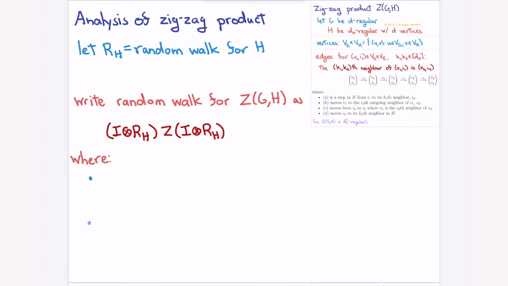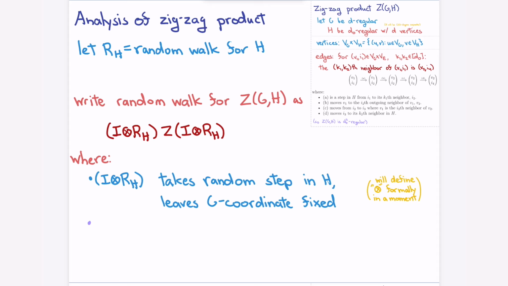Okay, let me explain. I'm going to write it something like this. The first and last terms are supposed to be the random step in H. I will explain formally what the tensor really means, but I is sort of like stay put in G. You apply the identity matrix to G. And R_H is saying take a step in H. So that's what it's ultimately going to read out to be. It's going to coincide with something called a tensor product of matrices, but it's otherwise going to be exactly what you want it to be.